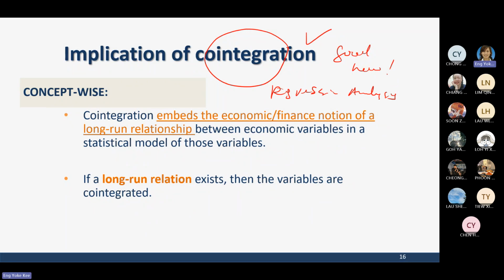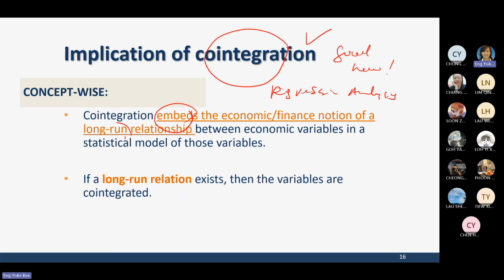Okay, so first, co-integration basically embeds the long-run concept. Okay, so if you're studying any theories, you want to see whether the theories still hold today. Okay, the presence of co-integration implies that, okay, it is relevant. So concept-wise, co-integration mimics the long-run concept that you want to study. Okay, so if there is a co-integration, we can safely say that there is a long-run relationship.